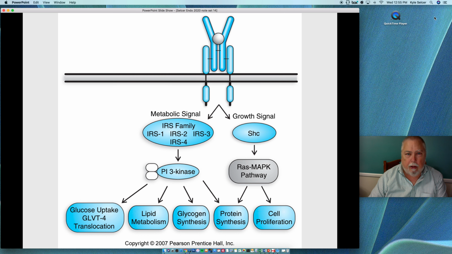There's two types of signals that you're going to get out of it. Well, I guess there's probably three types of signals if you wanted to break it down that way. Glucose transport, what we'll call metabolic signals, and growth signals.